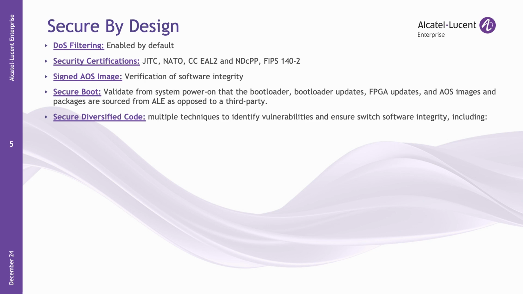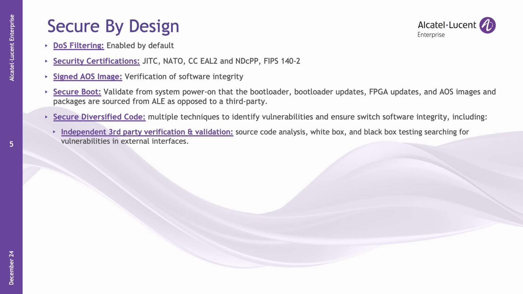Secure diversified code. So this employs multiple techniques to identify vulnerabilities such as software architecture reviews, source code analysis, vulnerability scanning tools, and techniques, as well as analysis of known vulnerabilities in third-party code. So ALE employs a set of technologies to ensure switch software integrity, including first, independent third-party verification and validation. So this includes source code analysis, white box and black box testing, searching for vulnerabilities in external interfaces. So the IVMV makes our switches more secure by providing source code level validation from a third party.